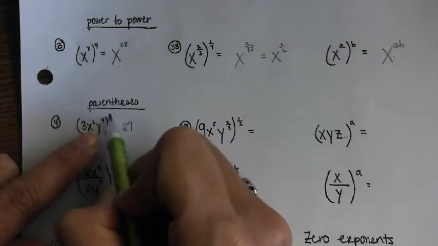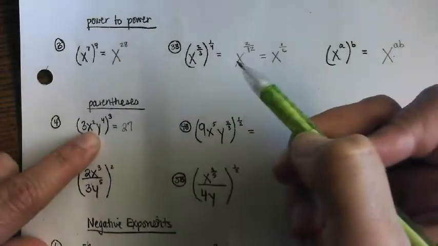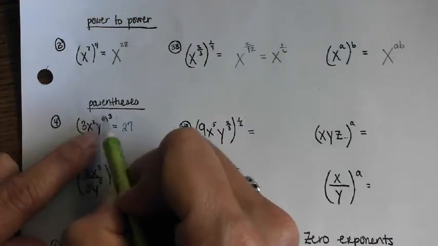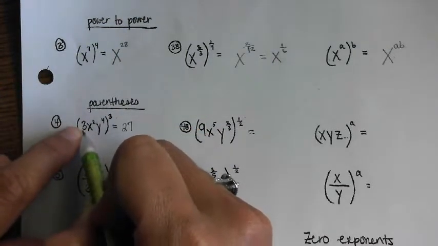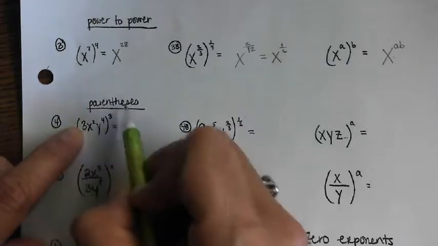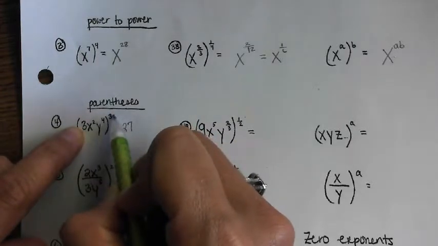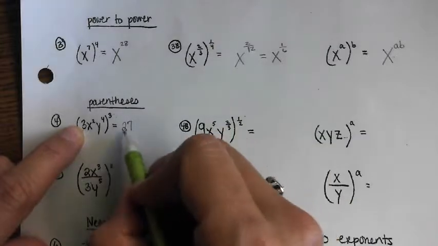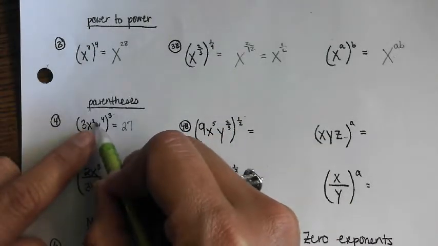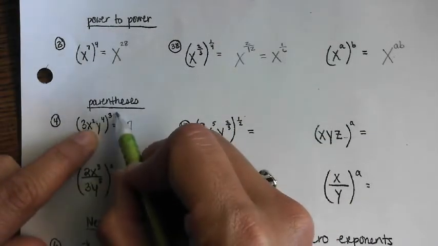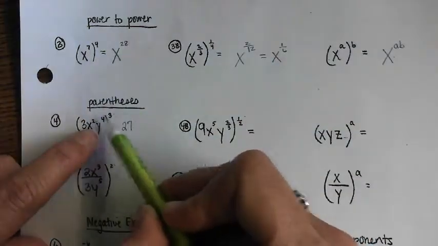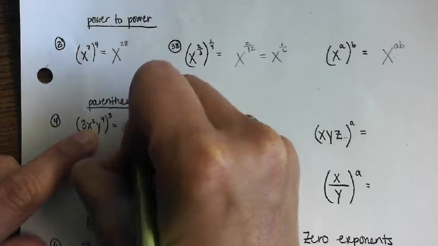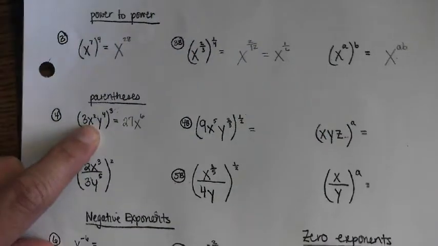X squared to the 3rd power is a power-to-power rule, right? You're raising an exponent to an exponent. You see on the 3, that was a base, a typical numerical base being raised to the 3rd power. So that's just 3 to the 3rd power, 3 times 3 times 3. Whereas x squared is an exponent being raised to an exponent of 3. So you multiply those like we just learned back here. So 2 times 3 is just 6, x to the 6th power.